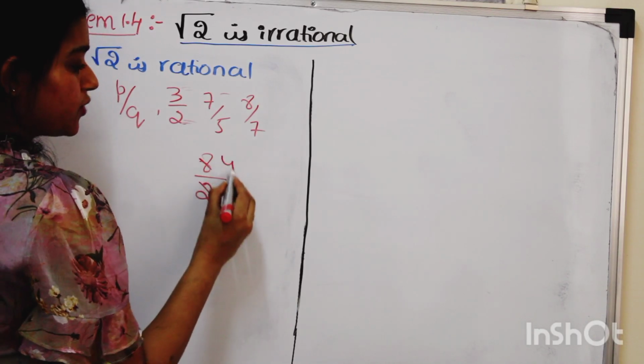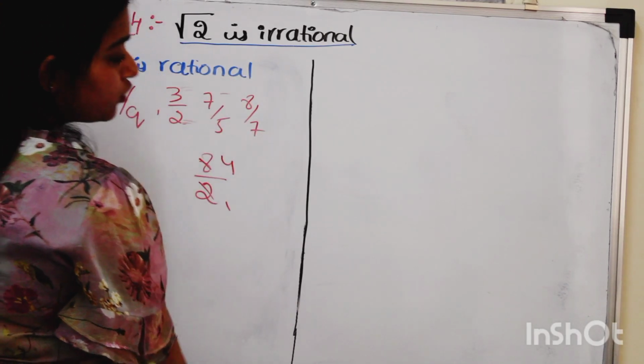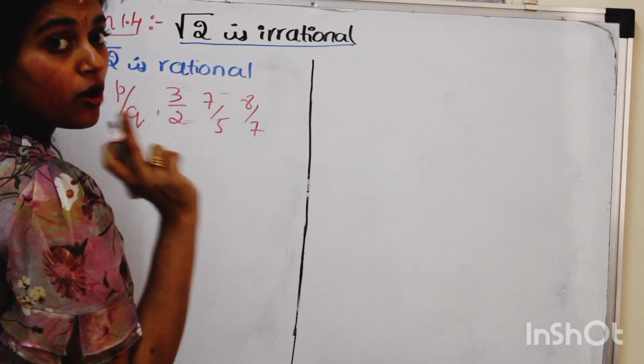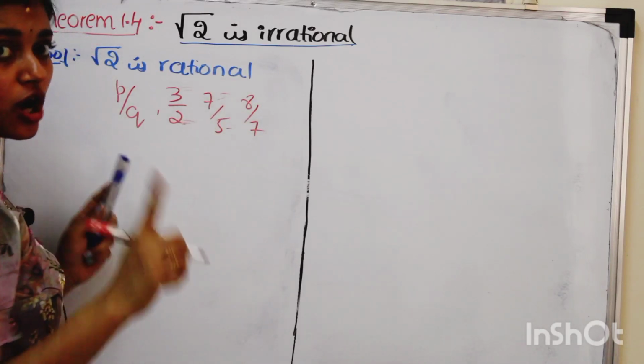2 ones are 2, 4s are... So this type of number you have to take. These types of numbers are called co-prime. Co-prime means you can't further divide, or it has no common factor.